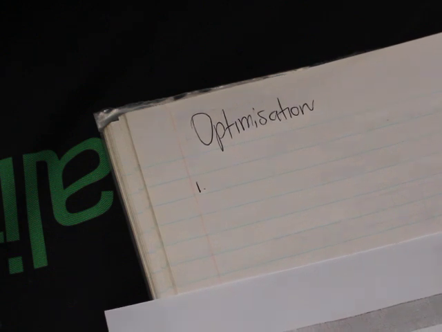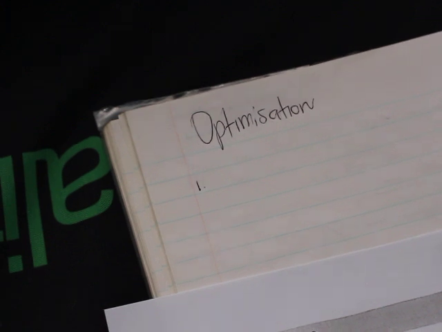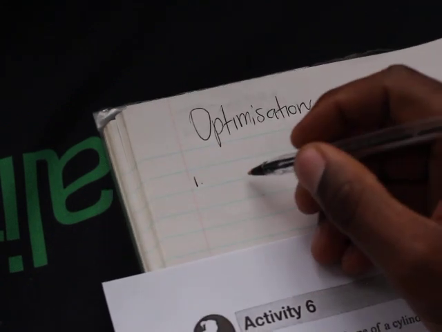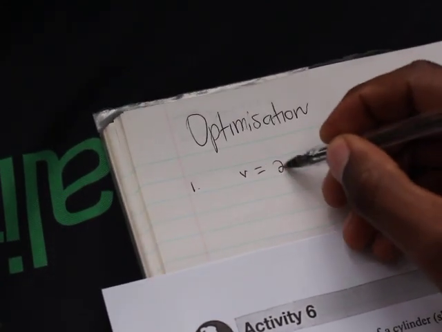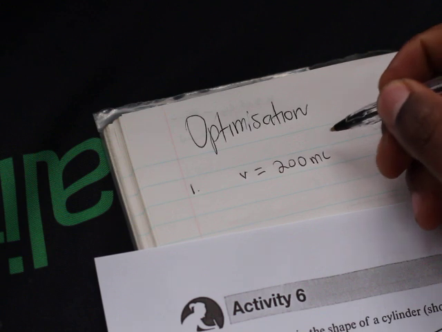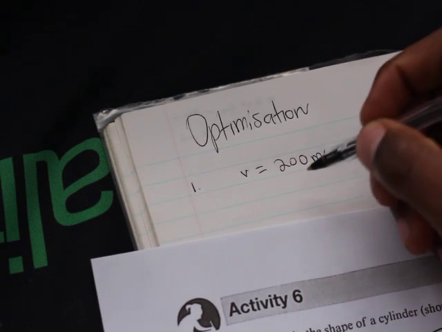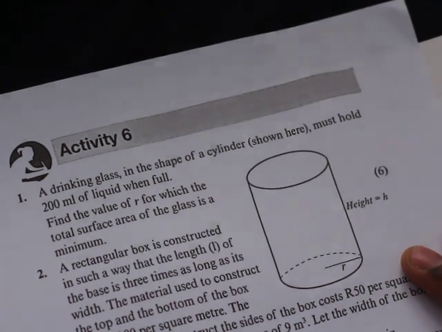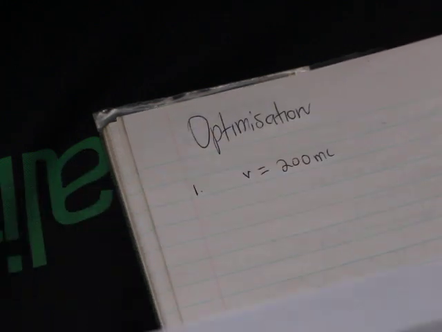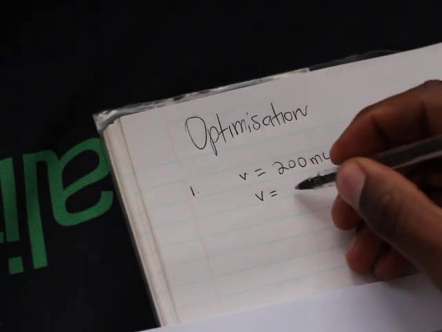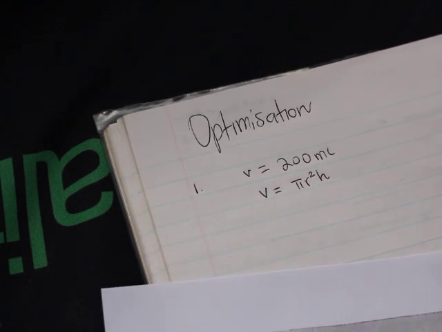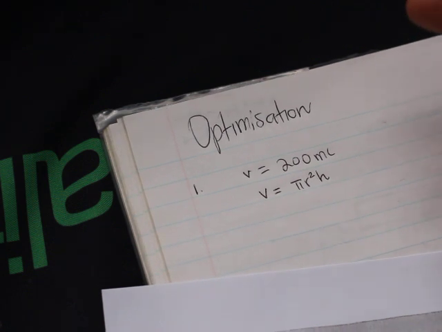So I'm just going to be writing down the most important things here. Okay, so the 200 ml represents the volume. So I'm just going to write V is equal to 200 ml. Okay, but just saying V is equal to 200 ml is not enough, because this cylinder itself has got a volume, right? Now, what is the volume of a cylinder? You can look it through your textbook. The volume is given by pi r squared times the height. That is the volume.